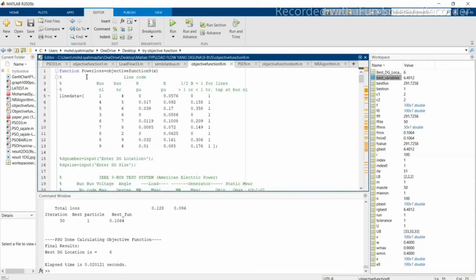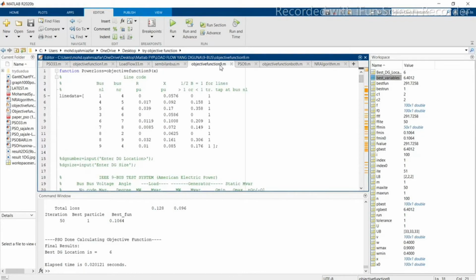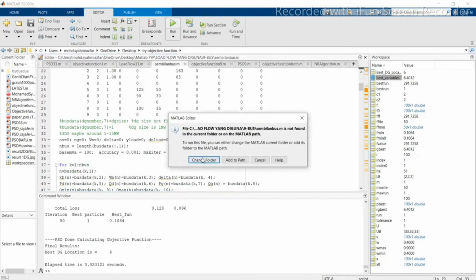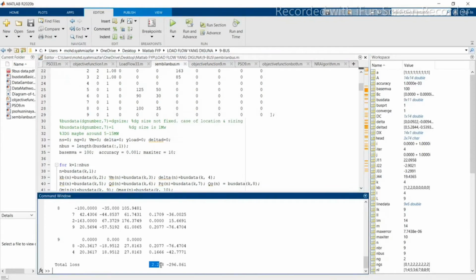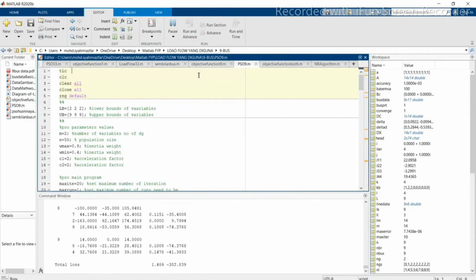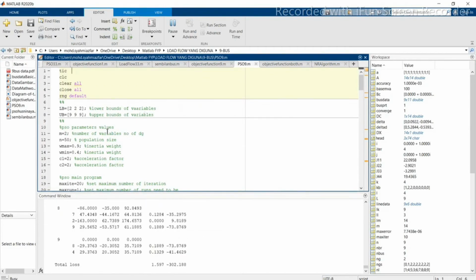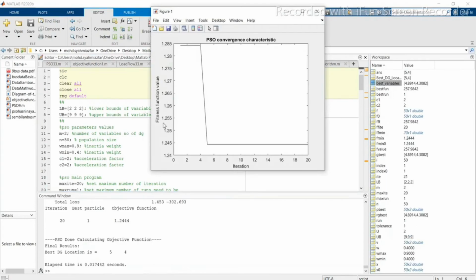The process is the same. The power loss is made to be the objective function, and I will run the load flow first. This is the real power losses for my base case 69 bus system, 2.29 megawatts. Then I will run the PSO for my 69 bus system, using 50 iterations. The PSO is done, and this is the PSO convergence characteristic.